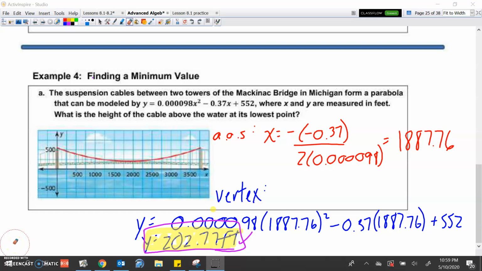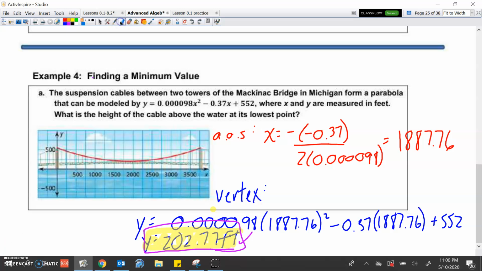Alright guys, so this last part of lesson 8.3 we're going to talk about word problems. So example 4 says that the suspension cables between two towers of the Mackinac Bridge in Michigan form a parabola that can be modeled by that equation where x and y are measured in feet. What is the height of the cable above the water at its lowest point?